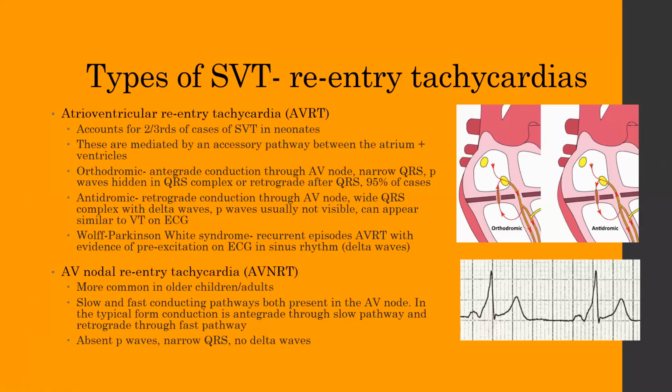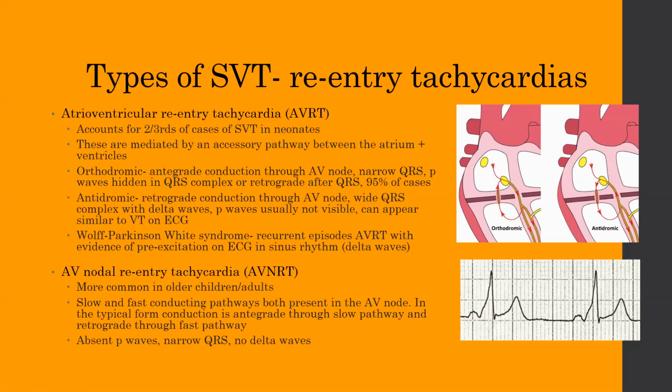There's something called orthodromic, which basically means that the conduction, if you see on this left image, comes from the atrium, goes through the AV node in the normal direction. It goes down through the bundle of His, but then it goes back up through the accessory pathway and then re-propagates, and then you have this continuous loop, antegrade down the AV node, retrograde up through the accessory pathway.